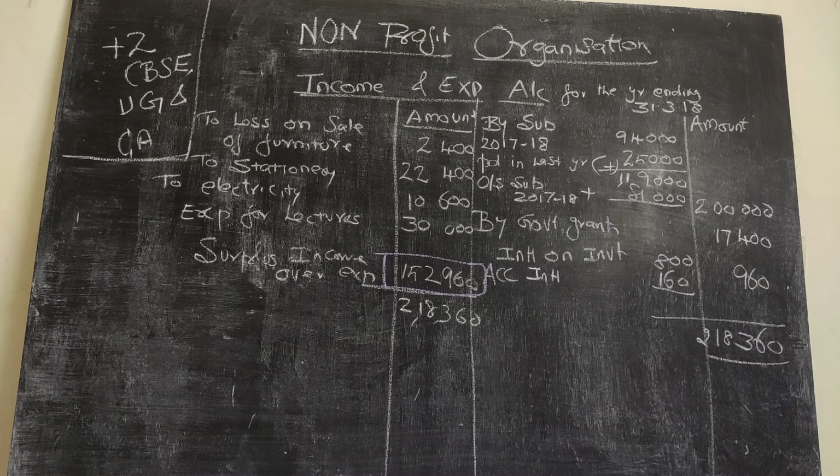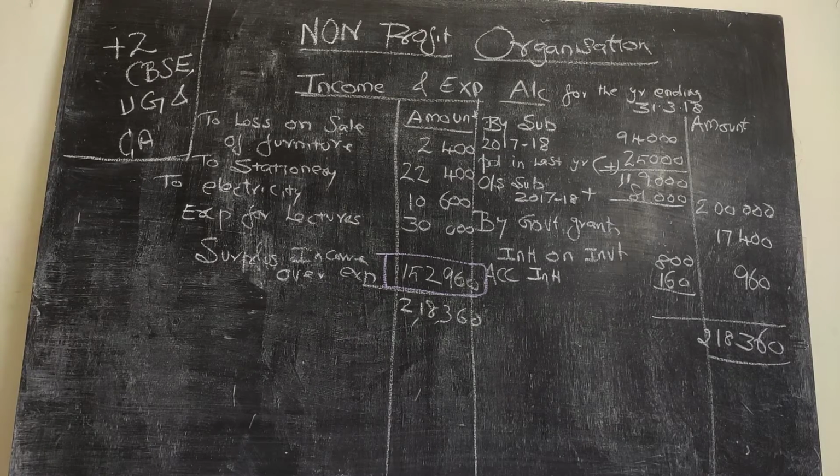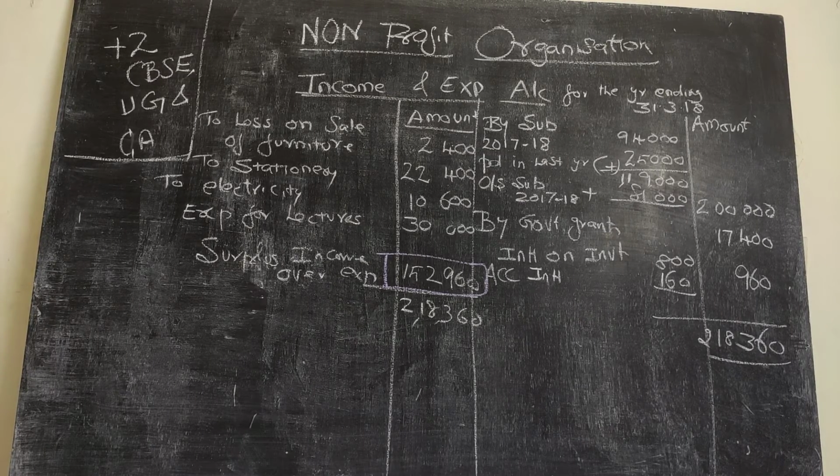Sale of old furniture, book value 4,000, only we have sold for 1,600, therefore there is a loss 2,400. Stationery consumed I have shown, electricity expenses I have taken, expense for lectures given. So other things, sports equipment and books will be balance sheet figure. Now I have to go for the balance sheet. Before that I have to find the opening balance sheet, opening capital fund. Let me find opening capital fund and then the balance sheet for this year as on 31st March 2018 I will make.